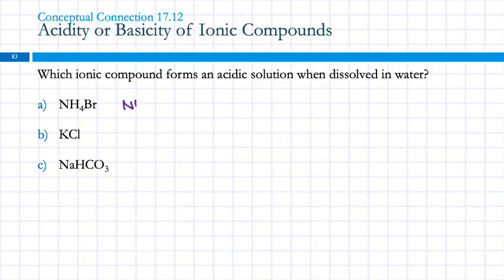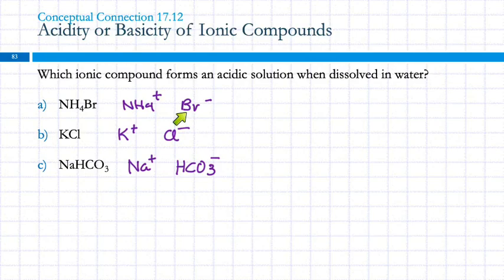Which ionic compound forms an acidic solution when dissolved in water? Well, let's look at the ions. NH4 plus, Br minus, K plus, Cl minus, Na plus, HCO3 minus. This guy's related to a strong acid. This is related to a strong acid. This is related to a weak acid. So this is going to act as a weak base. And these guys are going to be neutral.